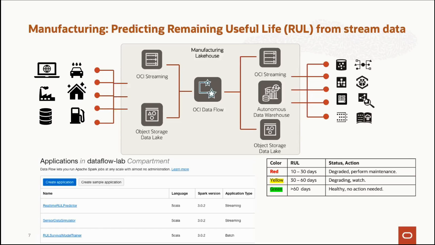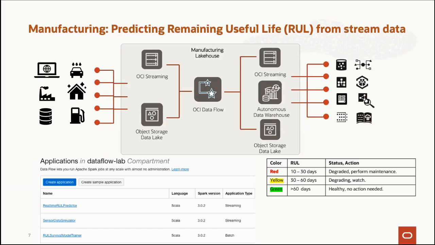If the remaining useful life of an equipment is between 10 to 30 days, it would be considered red, so it requires immediate maintenance. If it is between 30 to 60 days, it will be yellow, so it should be kept under watch. And if the remaining useful life is more than 60 days, it is healthy, and no action will be needed.